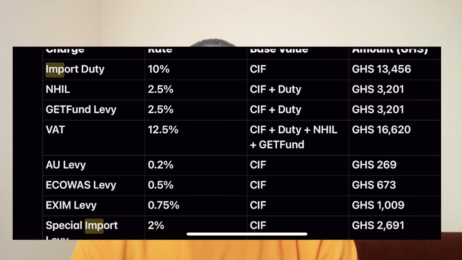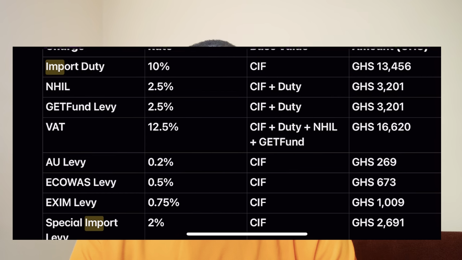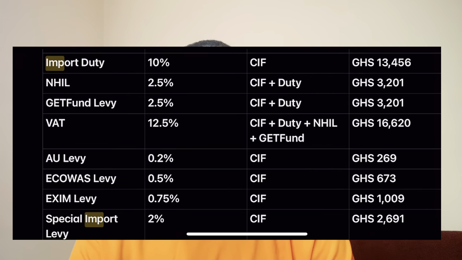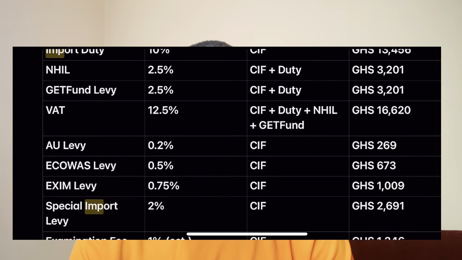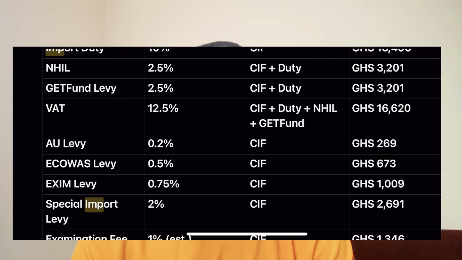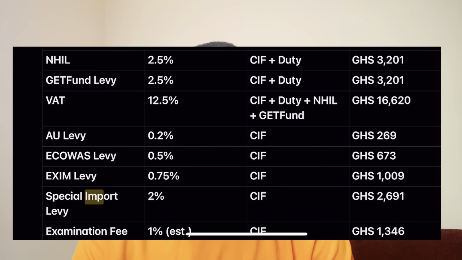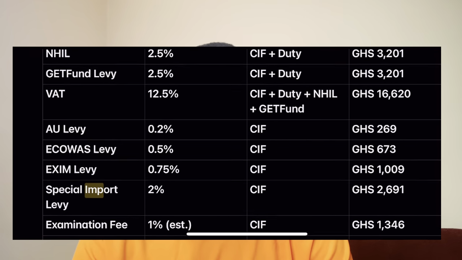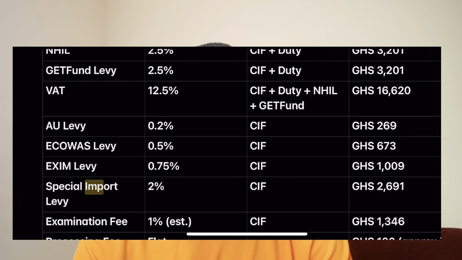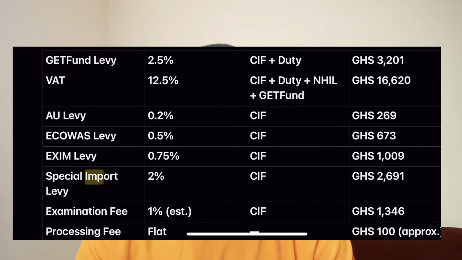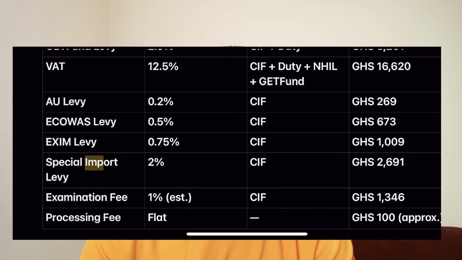When we come to rate, we are talking about the percentage of the charge, that's the import duty. We have NHIL, GETFund levy, VAT, AU levy, ECOWAS levy, EXIM levy, and a lot more. So I'm going to break all of them down for you.